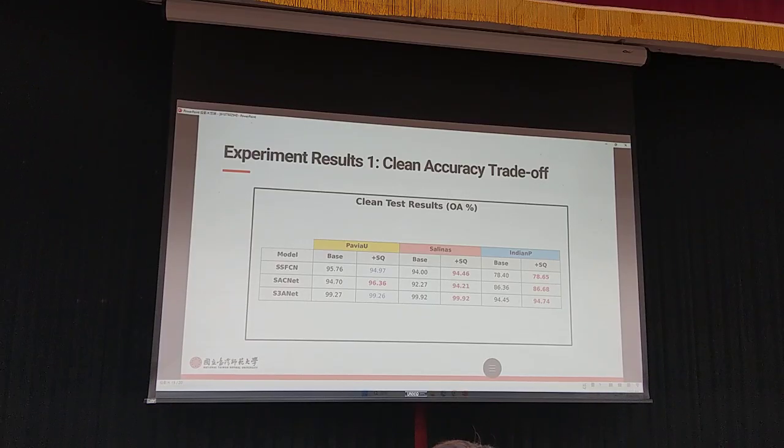First, I show the clean test results. The reported values are average OA over 10 runs, and the squeezing level is fixed at L equals 20. The goal is to check whether SQ hurts the original accuracy when there's no attack. Overall, the clean OA changes only slightly after applying feature squeezing. This suggests that SQ has limited negative impact on clean classification accuracy.